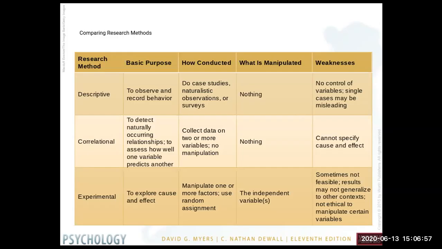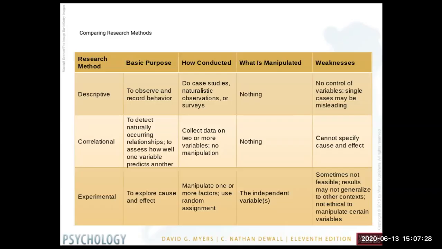What are the weaknesses here? If we can't manipulate anything, there's no controlling of variables. And of course, one single case that a person has cannot be generalized to other people, even if they have the same disorder, disease, quirks, whatever it is. In correlation, we are trying to detect a naturally occurring relationship. So we are assessing how well one variable predicts another, or how well one variable or one factor is linked to another.